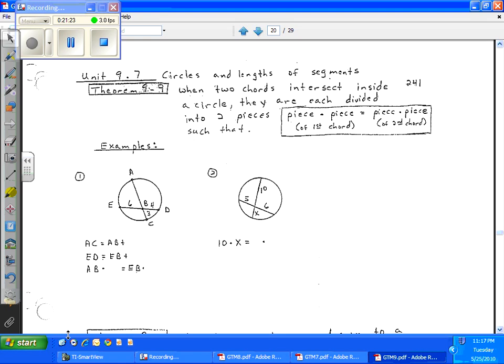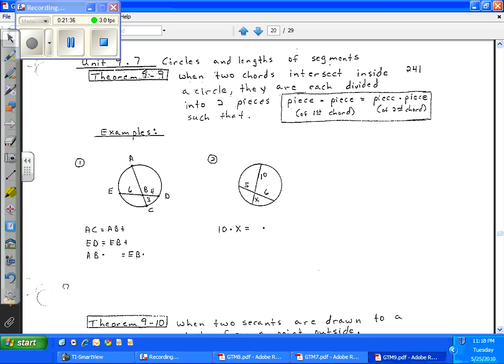When two chords intersect inside of a circle, then the product of the segments of one chord is equal to the product of the segments of the other. In other words, piece times piece of the first chord equals piece times piece of the second.